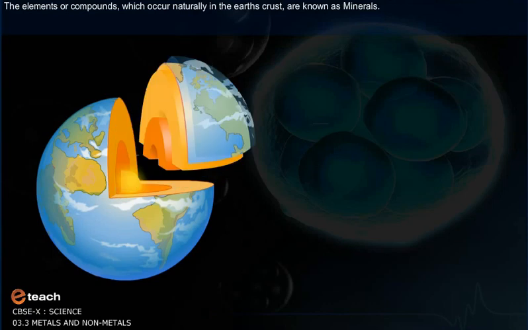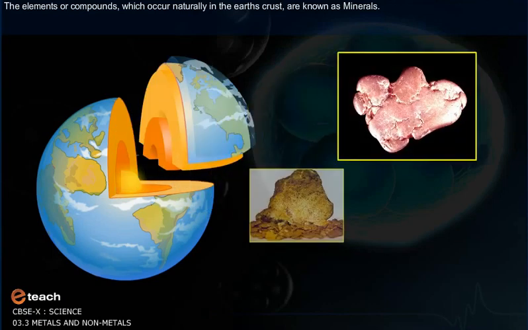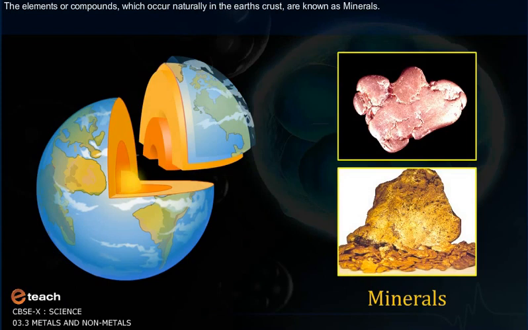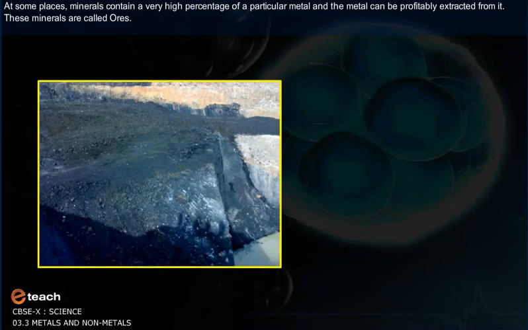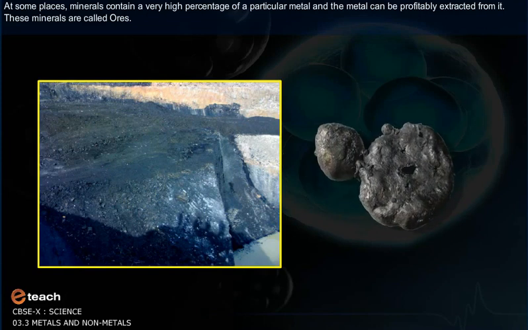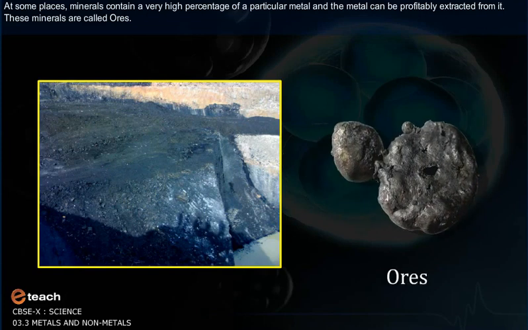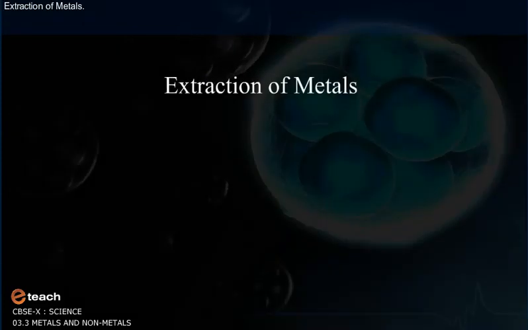The elements or compounds which occur naturally in the Earth's crust are known as minerals. At some places, minerals contain a very high percentage of a particular metal, and the metal can be profitably extracted from it. These minerals are called ores.